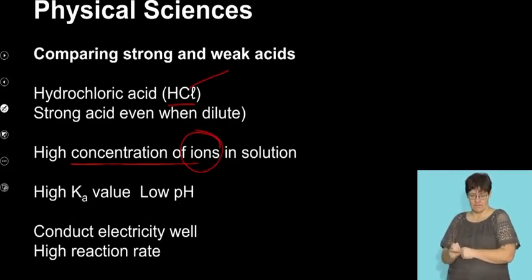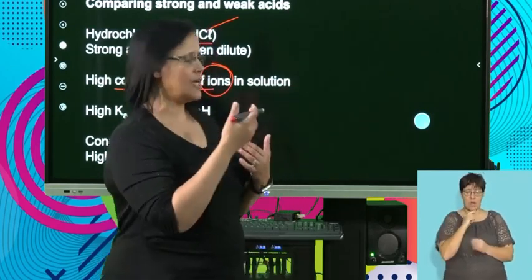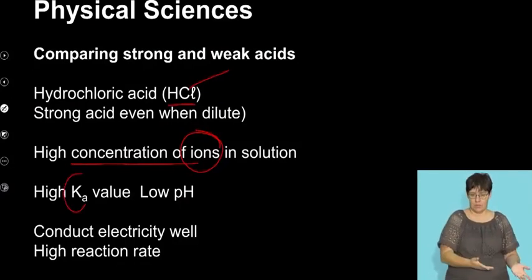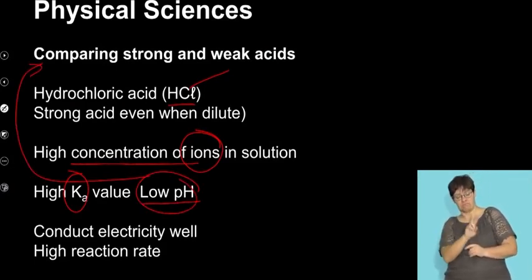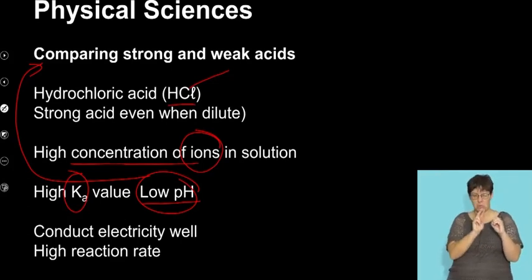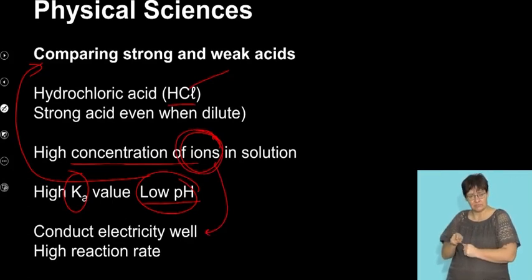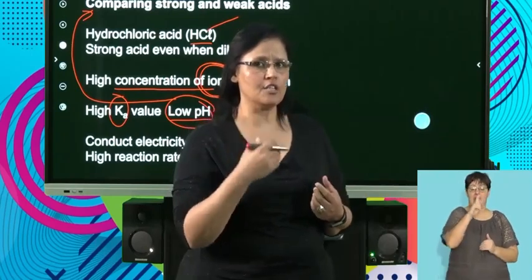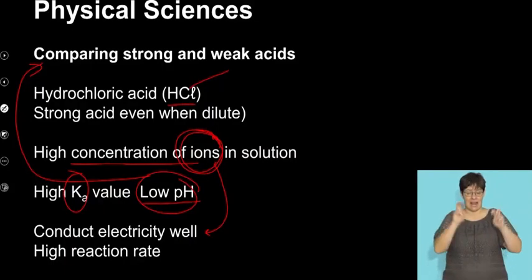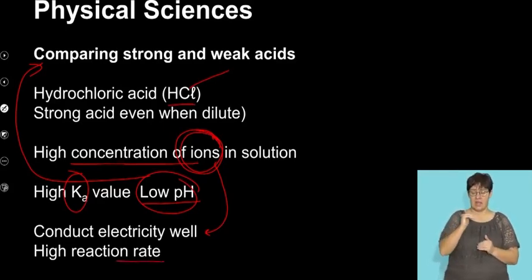And that high concentration of ions in solution means that the product is more than the reactant, meaning that the Ka value is very high. And when the Ka value is very high, we look at a pH very close to 0, between 0 and 2. And when there are a lot of ions in solution, such a solution can conduct electricity very well. So a high Ka value leads to very good conduction of electricity, and obviously a very high reaction rate.